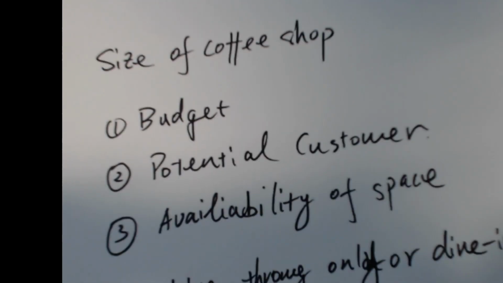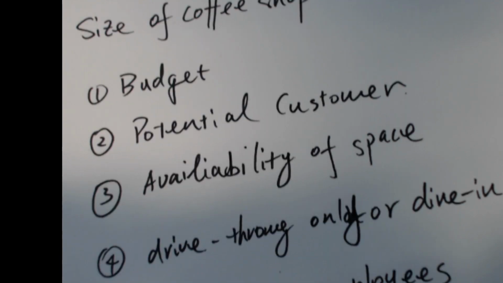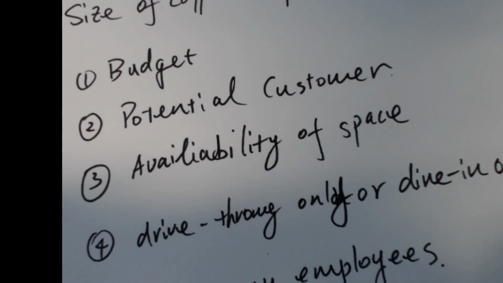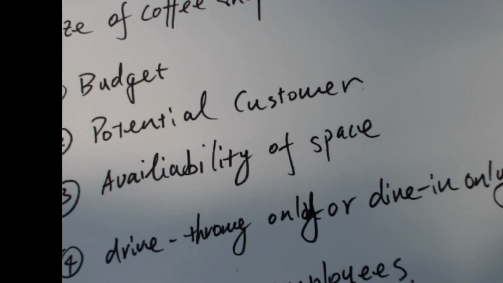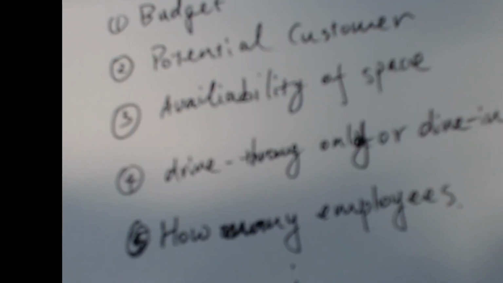And also the availability of the space. If you want to rent a place, for example the one in the Millcreek Mall only has small spaces. Even if you want a bigger coffee shop, you won't be able to run it there. So, availability of the space. And drive-through only or dine-in only. If you only have a drive-through spot, why would you need a big space? If you do dine-in, then people have to find a place to sit, so you definitely have to think about offering larger space. So you might need a bigger coffee shop.